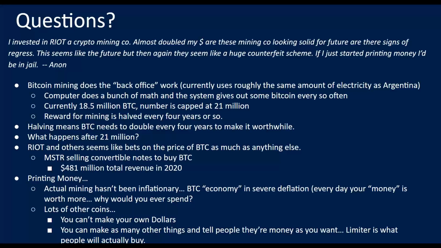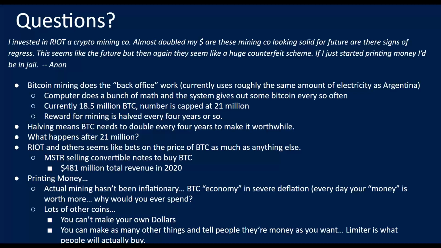So currently there's 18.5 million Bitcoins. The actual Bitcoin system is only set up to allow 21 million. And also the reward for mining is halved every 4 years or so. It was halved last year. It'll be halved again probably about 2024. Okay, so what that means is for mining companies like Riot, the price needs to double every 4 years to make it worthwhile, which from 2016 to 2020, more than doubled, no problem.